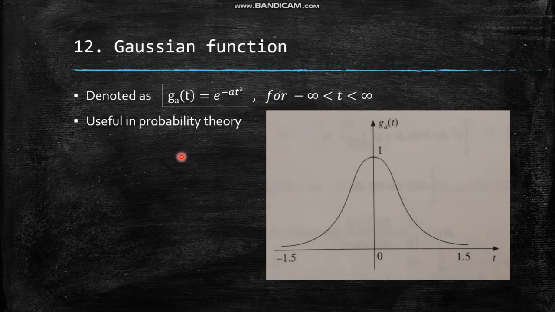12th one is a Gaussian function. It is denoted as g of t is equal to e raised to minus a t square for minus infinity less than t less than infinity. It is represented like this. This Gaussian function is very important and useful in probability theory.